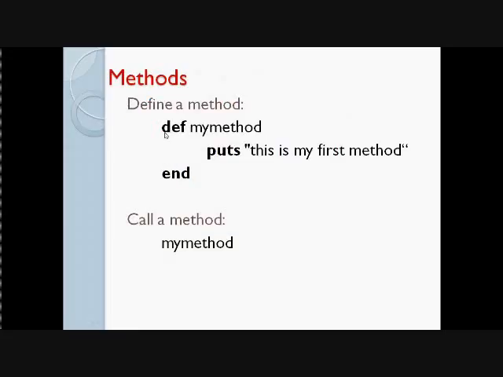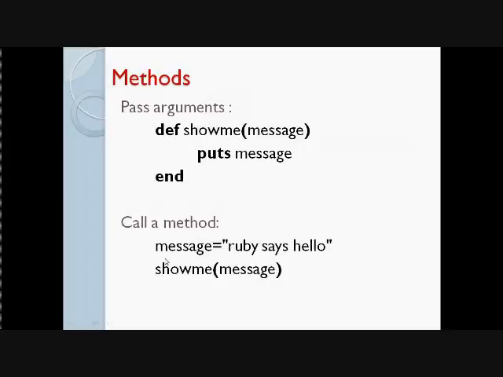Using the def keyword, you can define your own method and give a meaningful name to your method. This is a simple method. By giving the method name, you can call the method, then Ruby executes the statements in the method. Ruby allows users to pass arguments to methods. This example shows it. When calling that method, give values to the parameters.